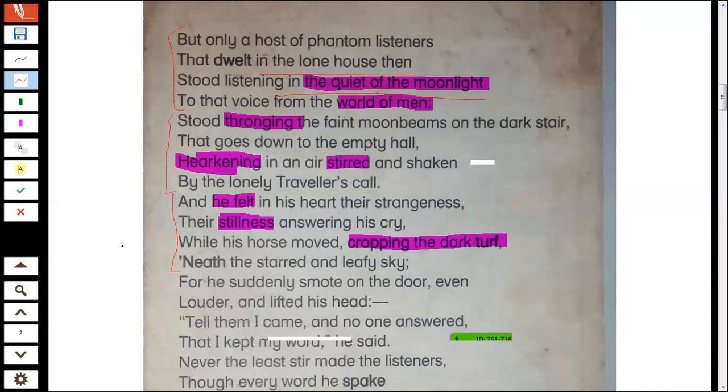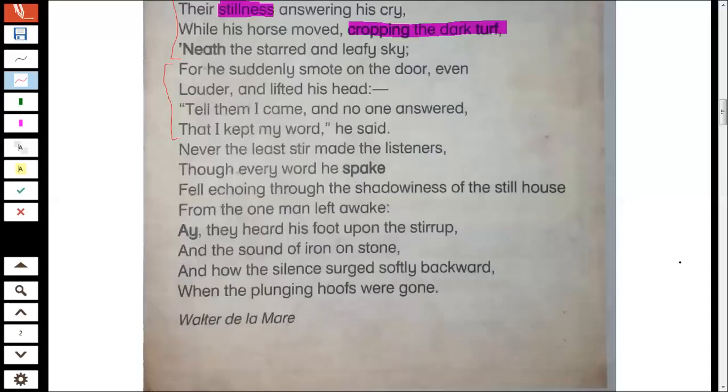For he suddenly smote on the door. Smote again, as we explained. Prepare these four lines. Read them again, please. Now, this time, these four lines are somehow different. We started now to understand why the traveler is here. It was really anonymous and strange how the traveler was moving at that time with a horse into this thick and deep forest.